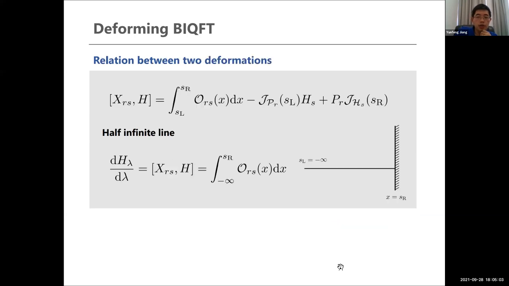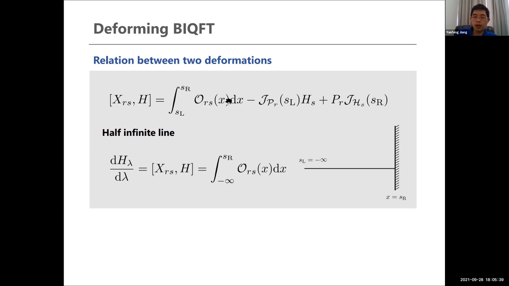These two deformations are actually related like this. In a finite interval, you can compute this commutator, and after some very simple manipulations, you find that they are almost equivalent up to these boundary terms. Here J_PR is the current density at the left boundary, and J_HS is the current density at the right boundary. Suppose we are in the infinite volume, where you can ignore these terms; then these two deformations are really equivalent.